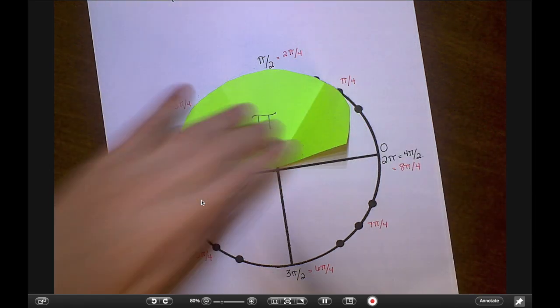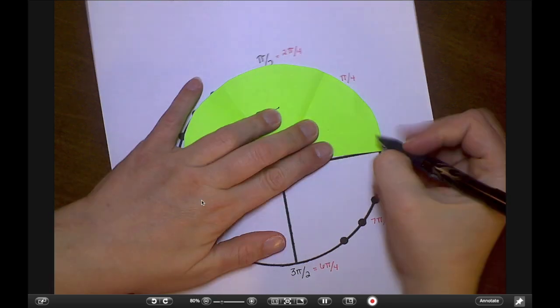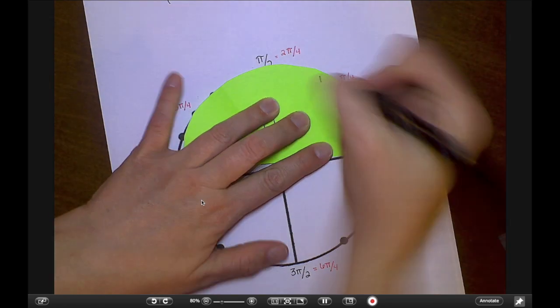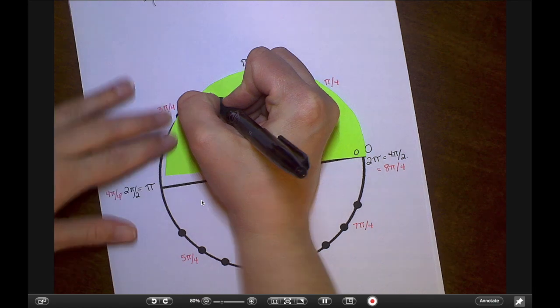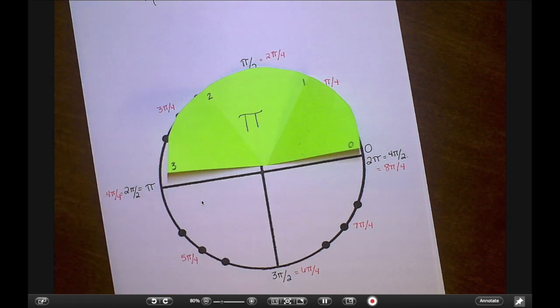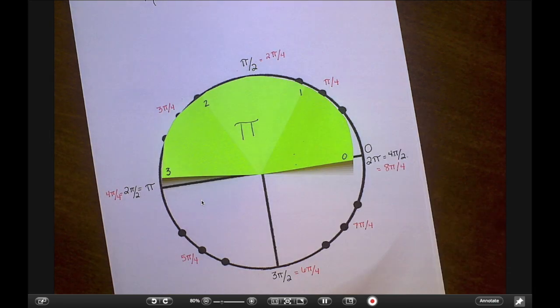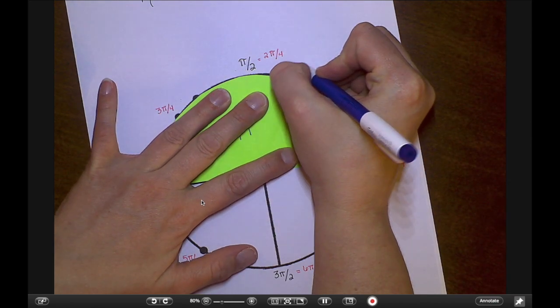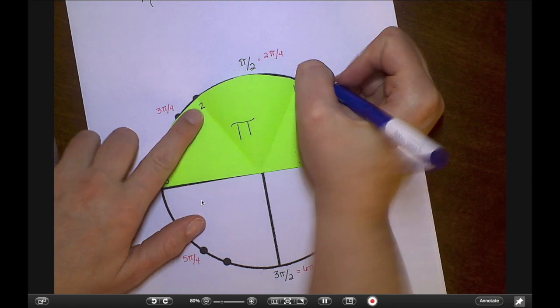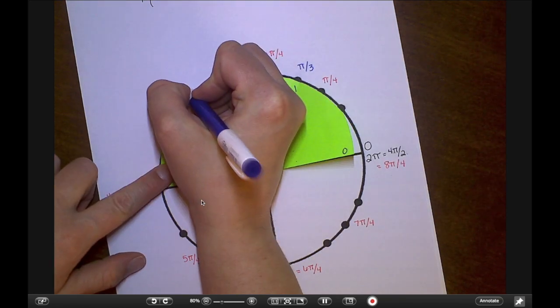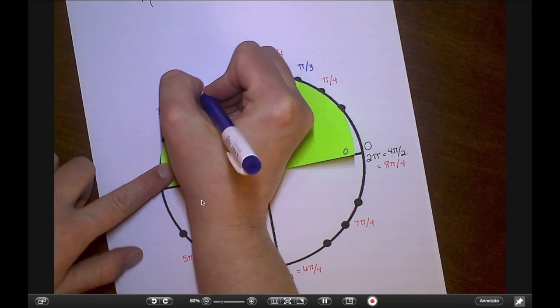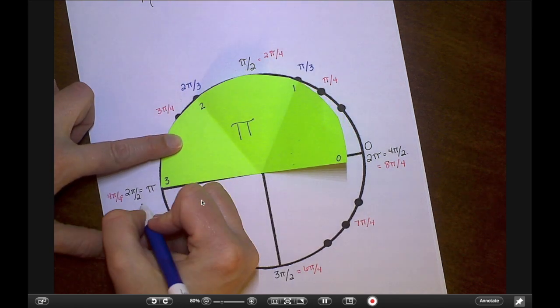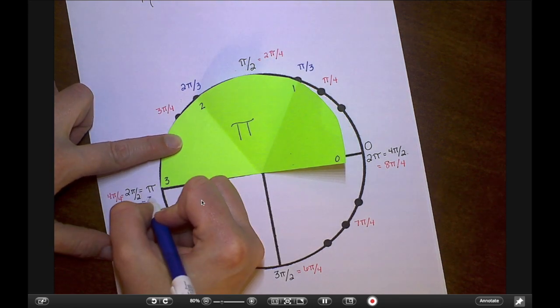And so this would be 0. This would be 1/3, this would be 2/3, and this would be 3/3. Okay, so in terms of pi, this would be pi over 3, 1 pi over 3. This next one would be 2 pi over 3. And then 1 pi would be the same as 3 pi over 3.